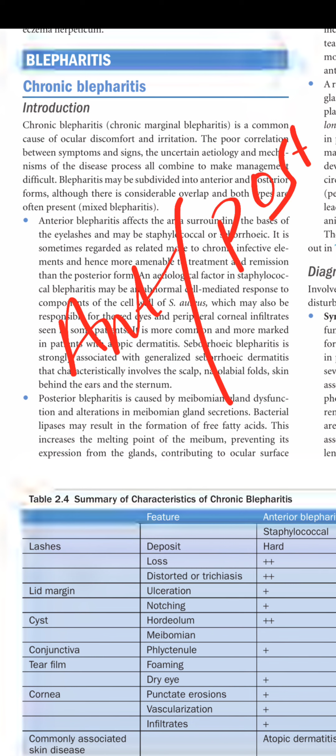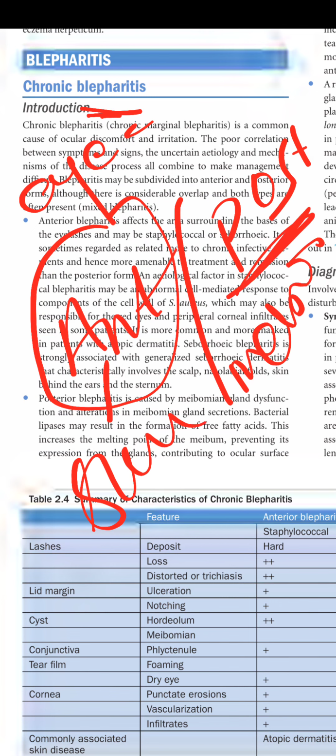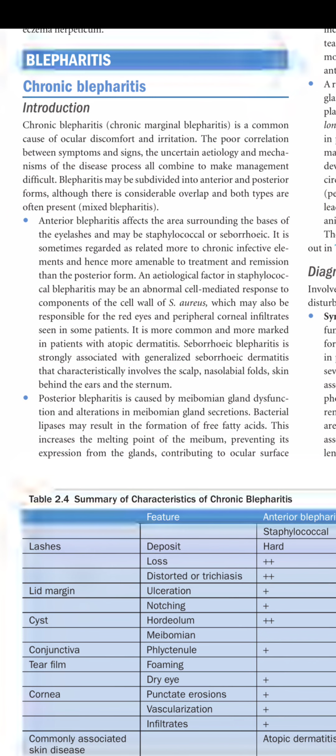What is blepharitis? Basically, blepha means eyelids and itis means inflammation. So blepharitis means inflammation of the eyelid, and it can involve the skin portion, which is called anterior blepharitis, and the posterior, in which the meibomian glands are affected, which is also sometimes known as meibomian gland dysfunction.